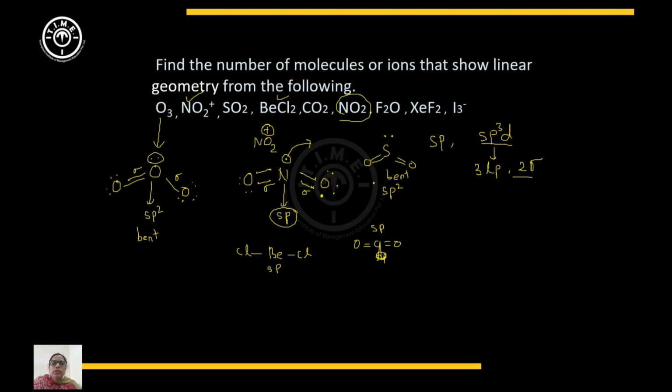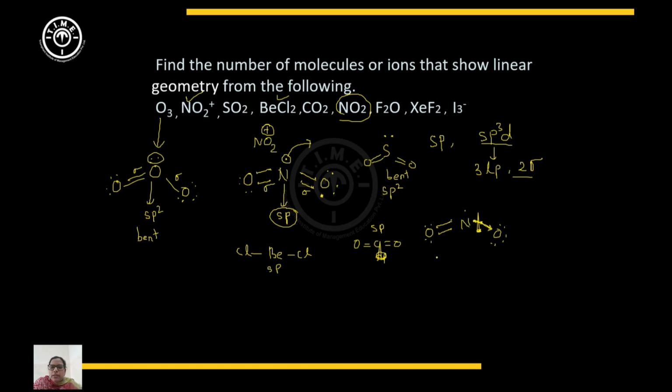NO2. So in case of NO2, nitrogen 1, 2, 3, 4, 5, oxygen 1, 2, 3, 4, 5, 6, and another oxygen is like this we can write. So one oxygen is forming a double covalent bond with the nitrogen, and this second oxygen is forming a coordinate covalent bond. So nitrogen is donating a pair of electrons, or it is forming a coordinate covalent bond. So 2 electrons you can write like this.